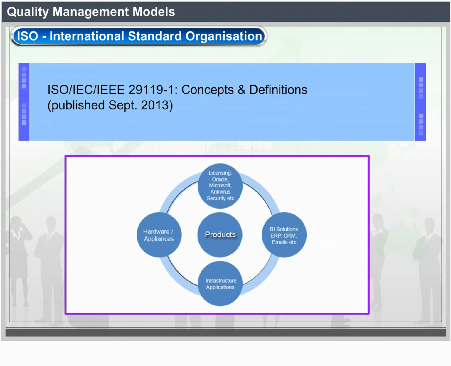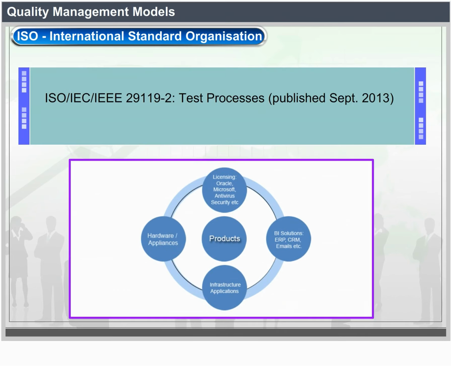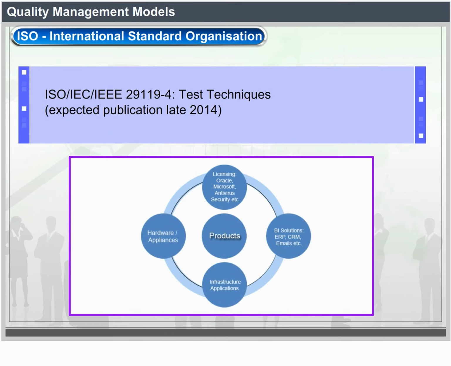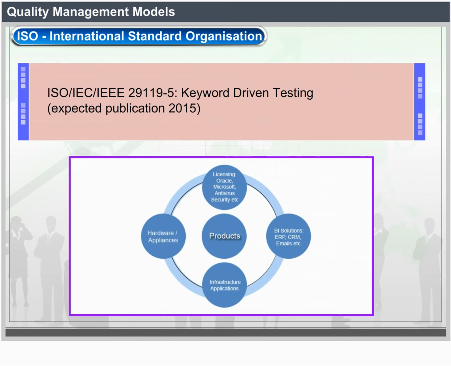ISO IEC IEEE 29119-1, Concepts and Definitions, published September 2013. ISO IEC IEEE 29119-2, Test Processes, published in September 2013. ISO IEC IEEE 29119-3, Test Documentation, published September 2013. ISO IEC IEEE 29119-4, Test Techniques, expected to be published in late 2014. ISO IEC IEEE 29119-5, Keyword-Driven Testing, published in 2015.